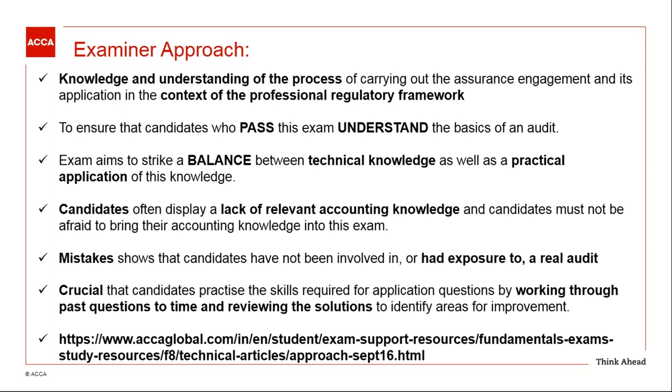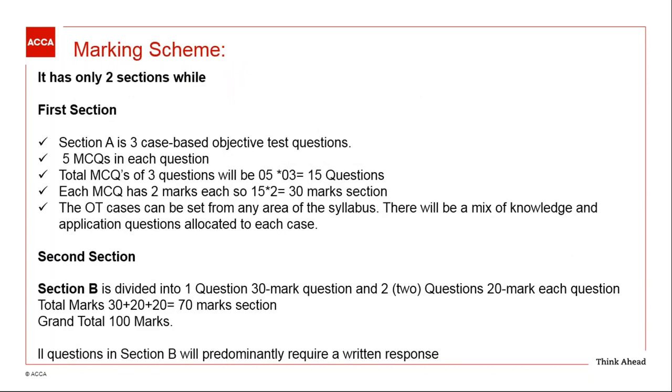There are many factors which we discussed yesterday about why the examiner is interested in placing that paper in the ACCA list. Afterwards, we discussed the structure of the paper, in which we have three case-based objective test questions. There were 30 marks in the first section, and section B contains 70 marks, in which you will face 3 questions based on 70 marks.